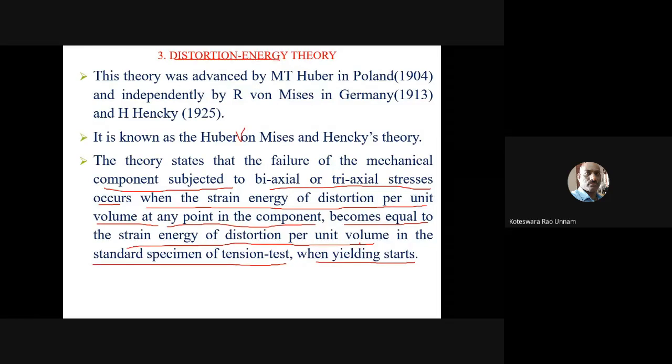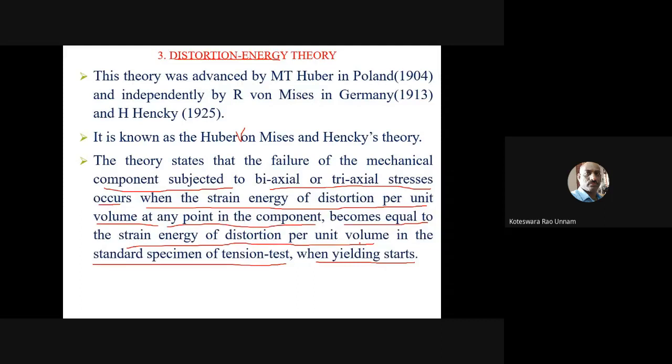So in the case of distortion energy theory, first we need to compute the distortion energy, or distortion strain energy. Strain energy is nothing but when you apply load to the body, it will deform, and upon deforming, it will store some energy. That energy we call strain energy. So simply you can call it distortion energy also. Now you need to calculate the distortion energy per unit volume for a component subjected to a biaxial or triaxial state of stress. That is one side of the equation.